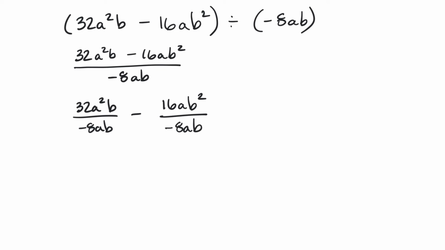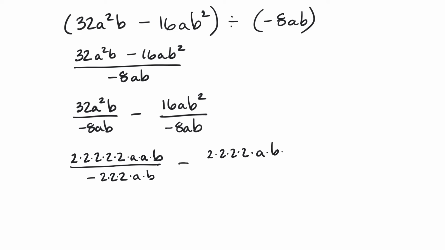Okay, now notice there's a negative down here in my denominator, and there is a negative in both of these denominators as well, and then this subtraction is right here, okay? So let's write the prime factorization, and then we'll cancel this stuff up. So we've got 2 times 2 times 2 times 2 times 2 times a times b, and then over negative 2 times 2 times 2 times a times b minus, and then this is 2 times 2 times 2 times 2 times a times b over negative 2 times 2 times 2 times a times b.